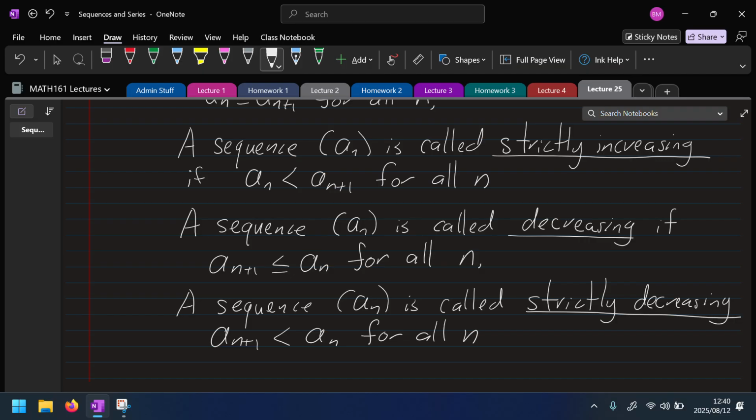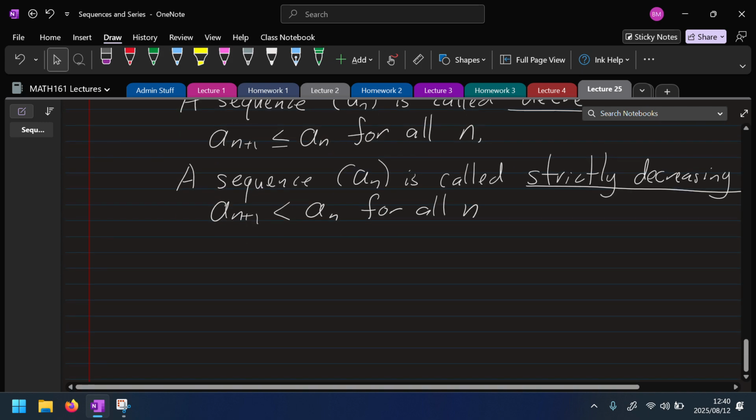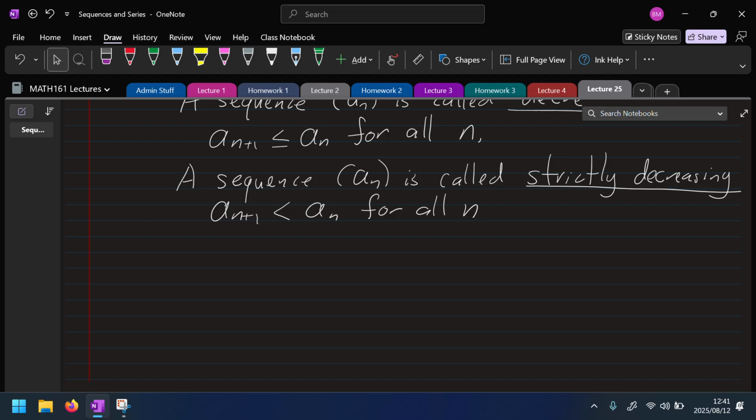Any questions for these four? Okay. Let's have a look at some examples. Now, to show whether a sequence is increasing or decreasing, there are quite a few methods. We'll go through one of each, and then you can pick whichever one suits you best. Okay, example number 1. Show that a sub n equals 3 over n plus 5 is decreasing.